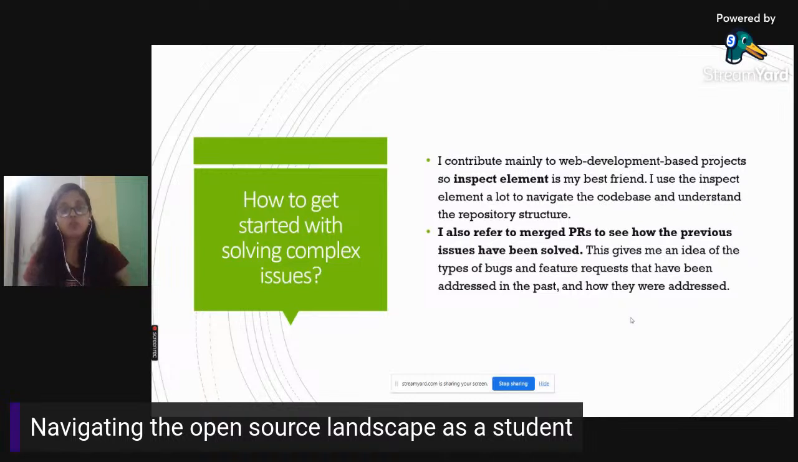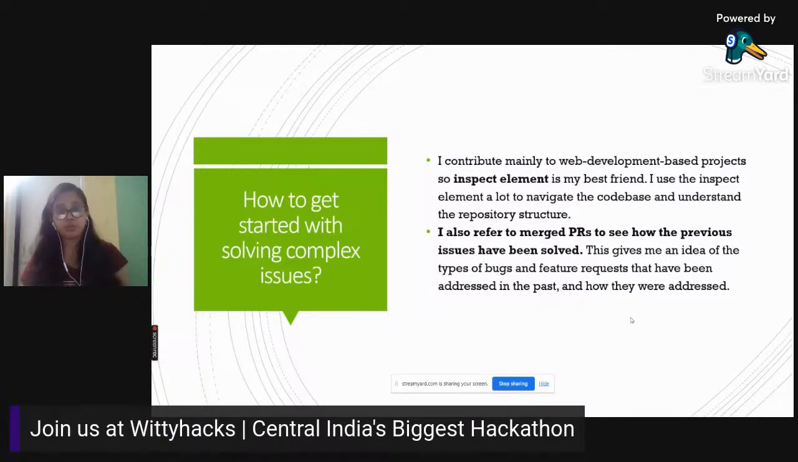Now let's understand how to navigate the code base, right? Because this is a very important part, and open source projects have such big code bases, and navigating them often gets difficult. I contribute mainly to web development based projects, so I use the inspect element a lot. If you're contributing to some other domains, you can find out how you can navigate the code base of your project. So for web development based projects, make inspect element your best friend and understand the repository structures. Explore every element of the project.